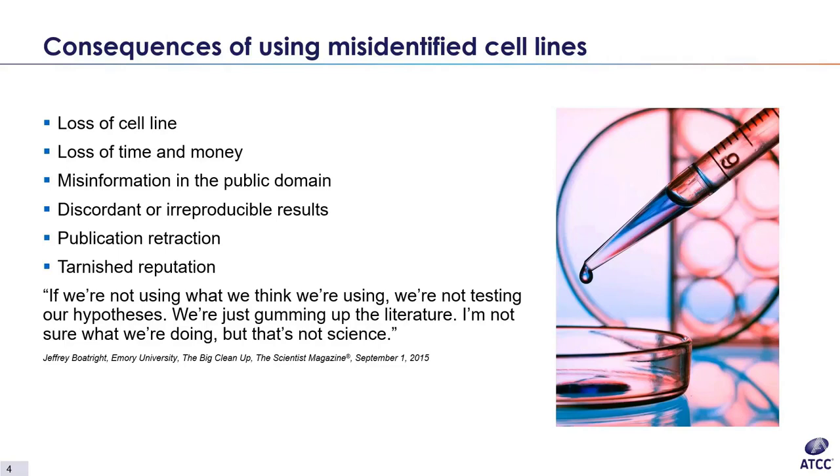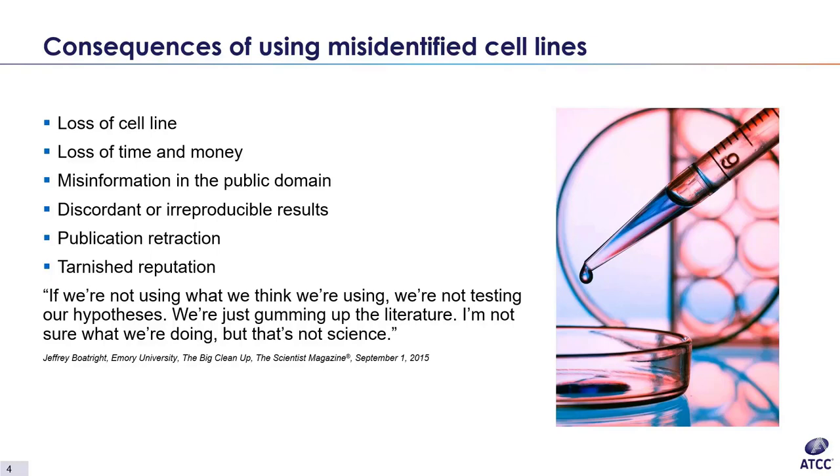So first, let me talk about the consequences of using misidentified cell lines. It's really pretty basic. If you're using a cell line that's not authenticated in your research, then you are at a very high risk for loss of the cell line itself, for example, if it was mislabeled or contaminated with another cell line, loss of the time that was spent by you and your technicians, and money on the reagents and lab consumables used in that research.